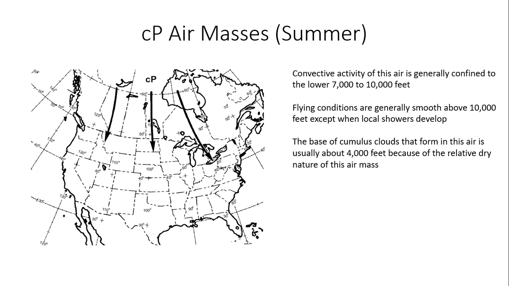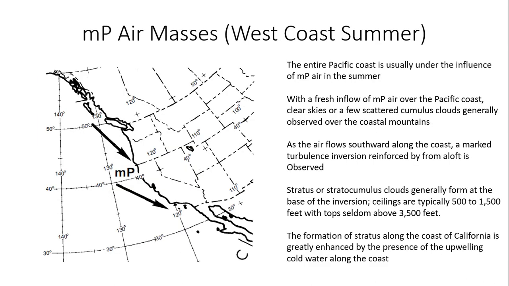And the base of cumulus clouds that form in this air is relatively high, 4,000 feet, because of the drier air mass in the low levels of the atmosphere. This is a case where dew points can drop into the 60s for many parts of the eastern U.S. cities. When you get continental polar air to move in, it gives you a break from those muggy 70-degree plus dew points. Now, what about maritime polar air masses in summer along the west coast?